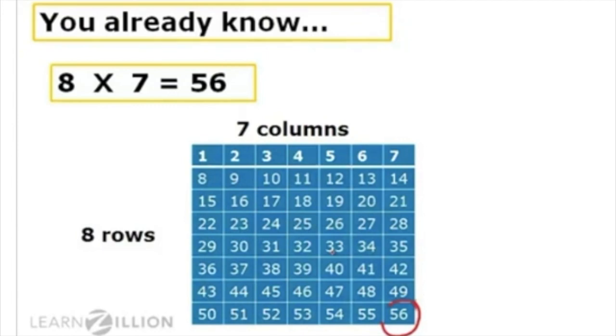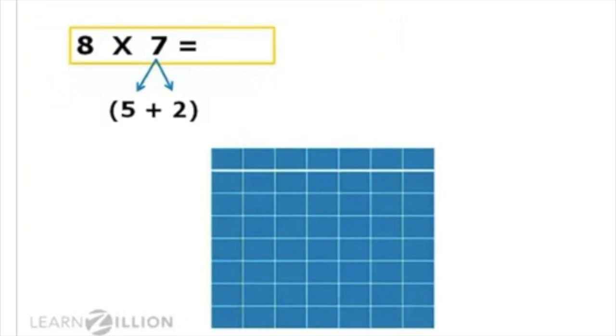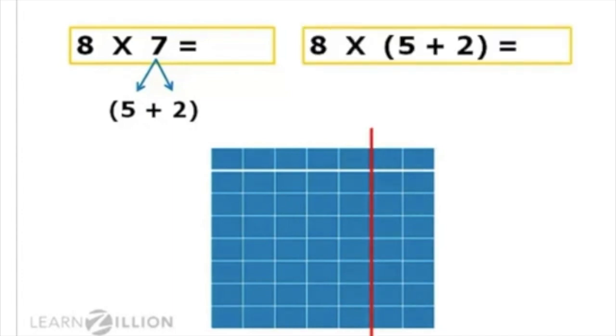I'm going to show you how we can use the distributive property by using area models. Let's take our same area model for 8 times 7. If we want, we can make this into an easier problem with smaller numbers. We can break apart the 7 into 5 plus 2, since 5 plus 2 is 7. Now we can think of our problem as 8 times 5 plus 2. We can show this on our area model by breaking it into two smaller rectangles.